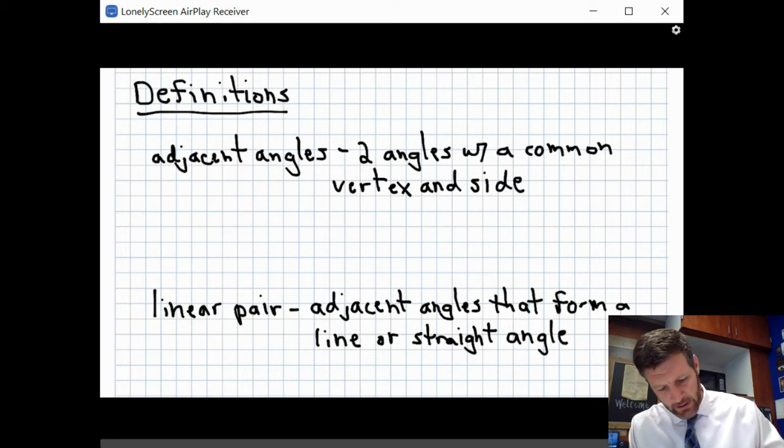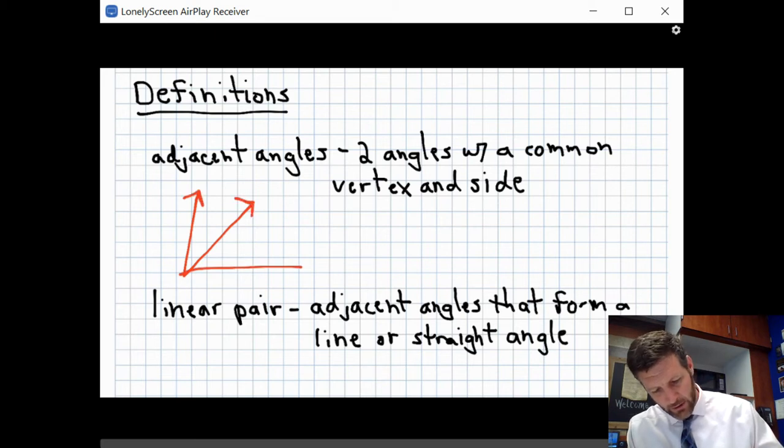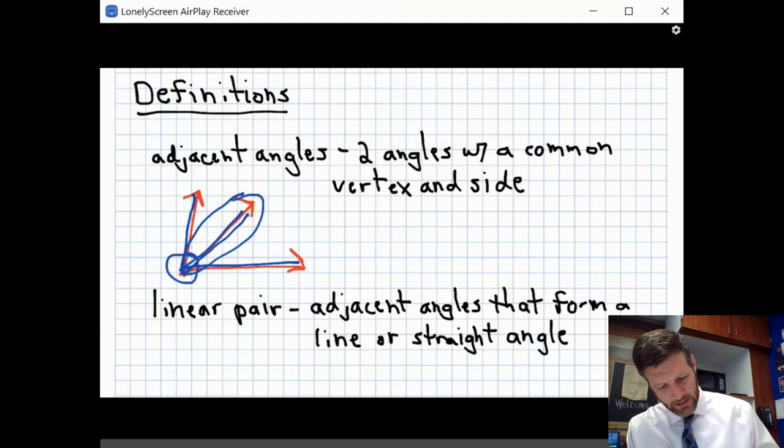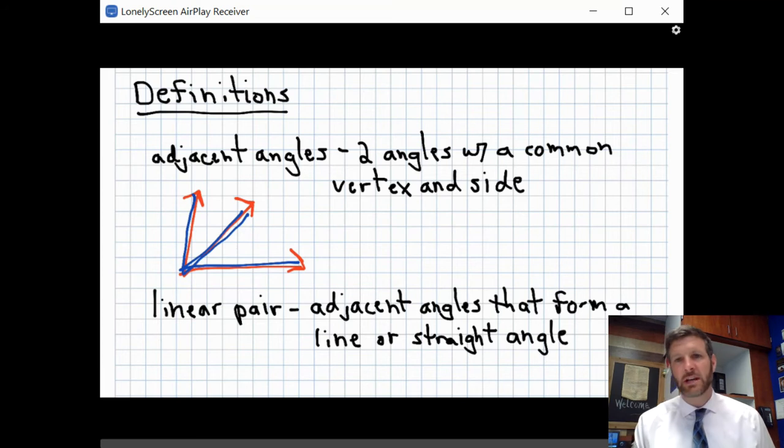If I have an angle here, and then I draw an angle there, these two angles are adjacent because you have this angle right here, and the second one is next to it, and you can see they have a common side. This is the common side, and they have a common vertex. The common vertex is right here. So adjacent angles just means basically two angles that are right next to each other. And they need to be able to share a side and share the vertex.